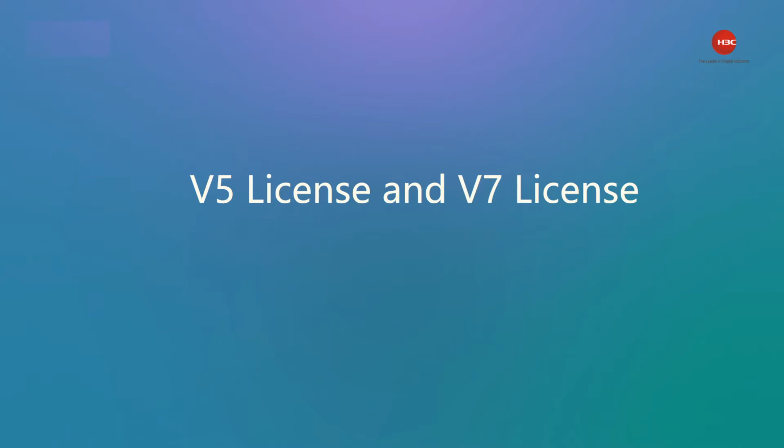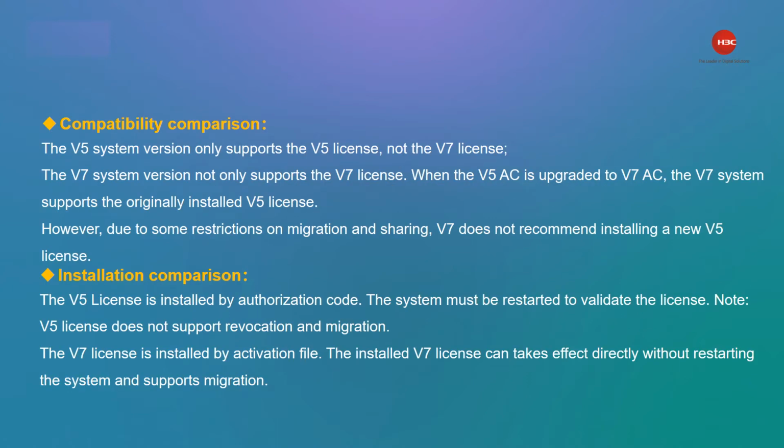Next, let's look at the difference between V5 license and V7 license. Due to the difference between V5 and V7 systems, their license structures are also different. Let us briefly look at the difference between the two below. According to the compatibility comparison, the V5 system only supports the V5 license, not the V7 license. The V7 system not only supports the V7 license. When the V5 AC is upgraded to V7 AC, the V7 system supports the originally installed V5 license.